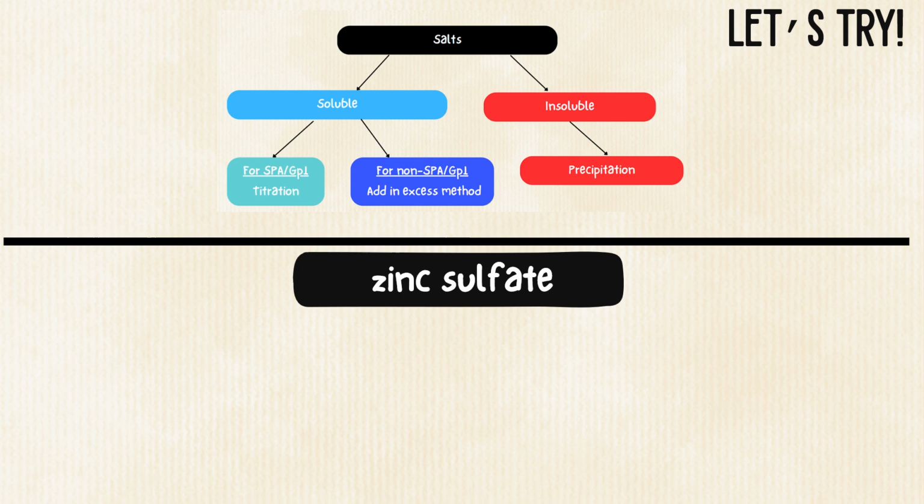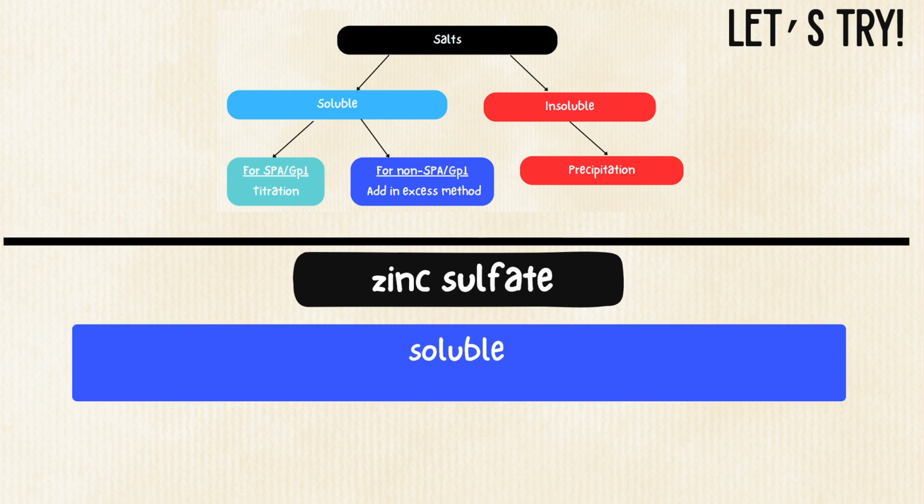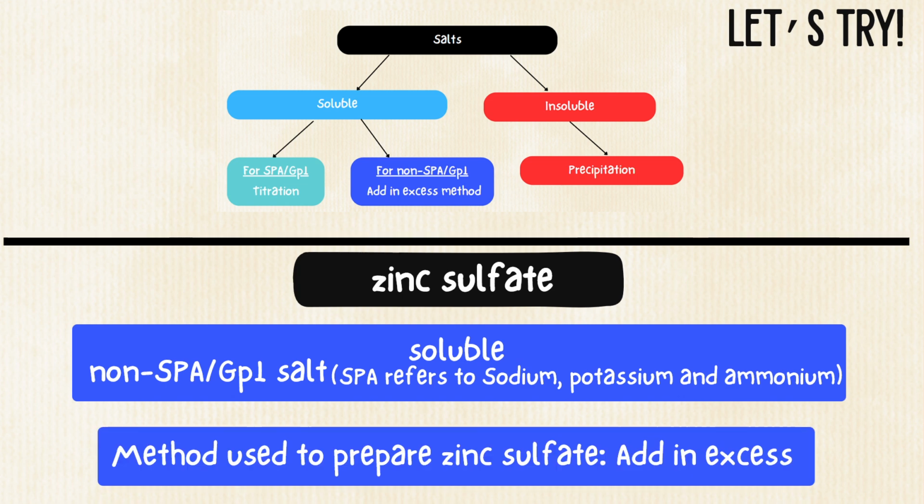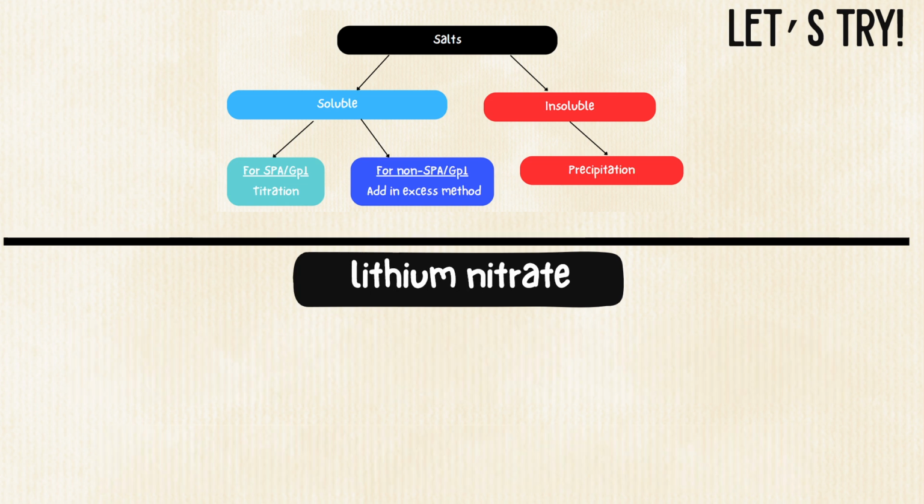Zinc sulfate. All sulfates are soluble except lead-2, calcium, and barium sulfate. So zinc sulfate must be a soluble salt. Zinc sulfate is not a SPA or group 1 salt, and therefore we'll use add in excess method.